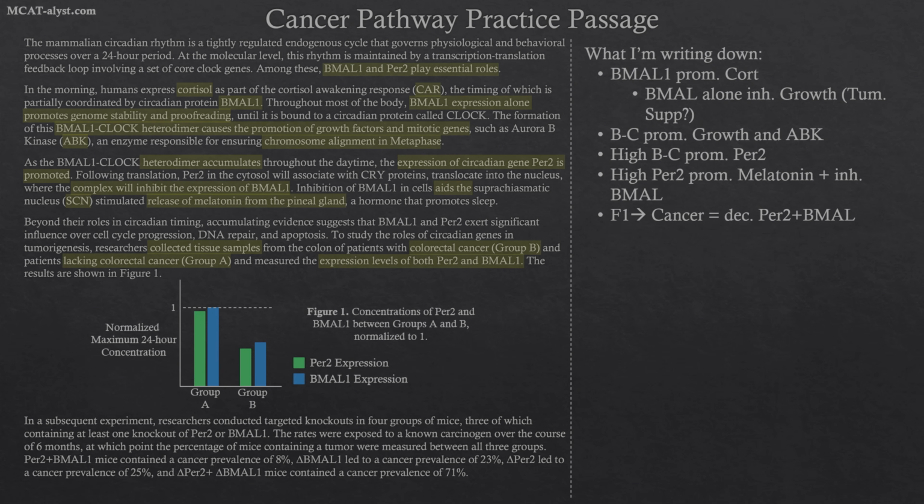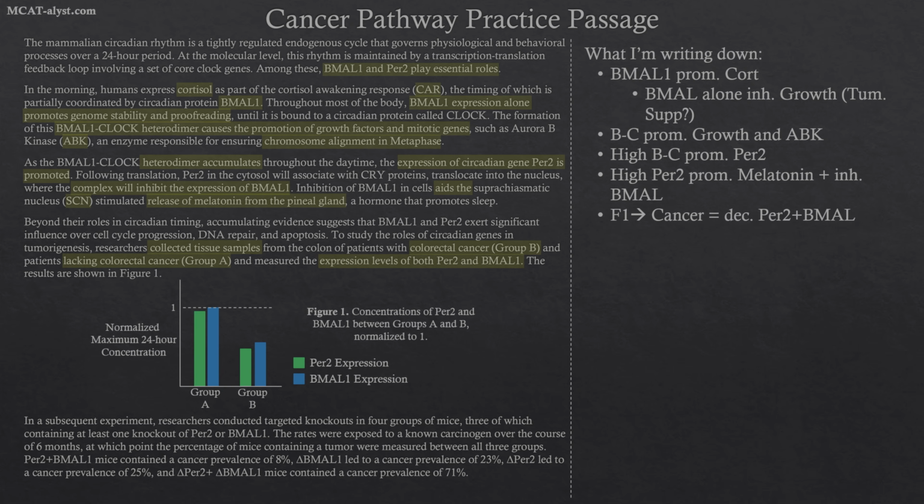The reason I say correlated is because we can't prove necessarily that colorectal cancer is causing a decrease in both PER2 and BMAL. We just know that for some reason, people with cancer end up with less PER2 and BMAL. Maybe there's something in the middle that's actually causing it or something like that. Basically, what I'm trying to state is that this is a correlation, not a causation.